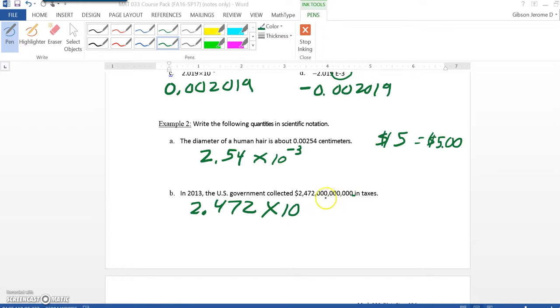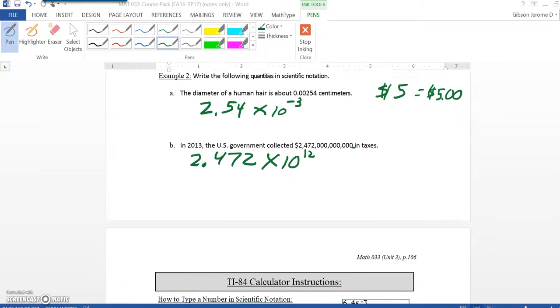Now we have to move that decimal 12 places to the left. Remember, when we move the decimal to the right, the exponent was negative. Now that we're moving the decimal to the left, the exponent is positive. So it'll be times 10 to the 12. Okay, now we move on to the next page.